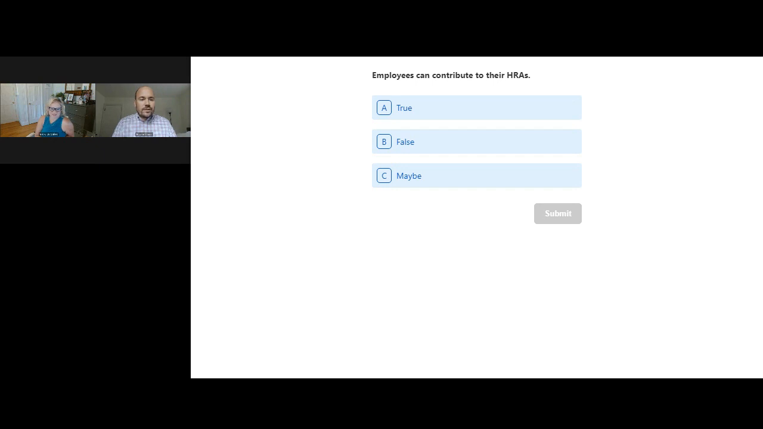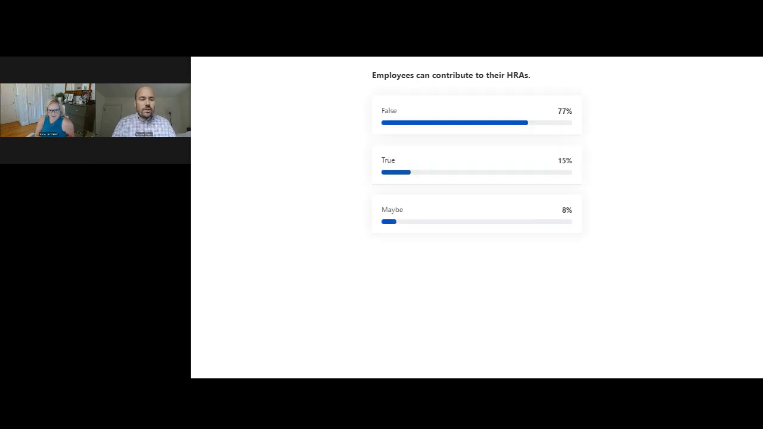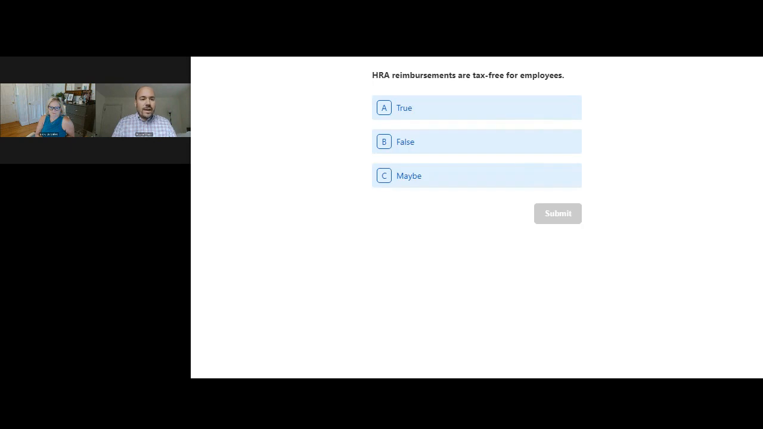Again, the first question, employees can contribute to their HRA, and the answer there is false. So at least my screen is showing that almost 80% of you got that one right. Remember, HRAs are only employer funded. FSA, HSA, those can be both employer or employee funded, but an HRA is solely funded by the employer. Next question, HRA reimbursements are tax-free for employees. True, false, or maybe?